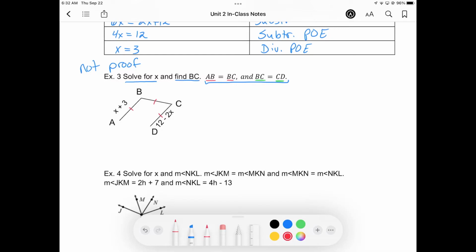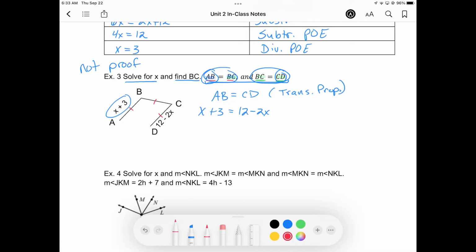Since AB is equal to BC and BC is also equal to CD, I can say that AB has to equal CD because of the transitive property. We talked about that in the last lesson. We can transfer the equality from here to the equality here and say that AB has to equal CD. That's called the transitive property. Now I can go ahead and just fill in what I have. I know that AB is x plus 3. I know that CD is 12 minus 2x, and all I have to do is solve that for x now.